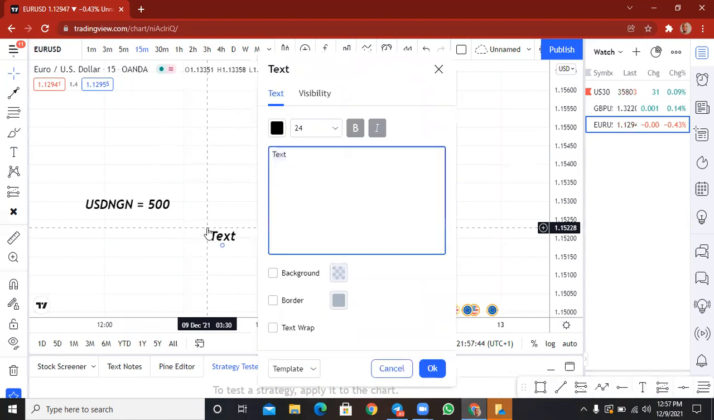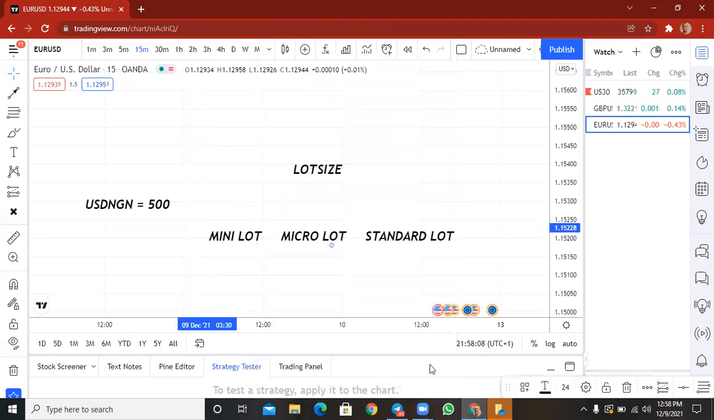One, you have the mini lots. Then we have the micro lots, and then we have the standard lots. We have mini lots, micro lots, and we have the standard lots. Beautiful. So here we go, a quick one so I don't get confused.